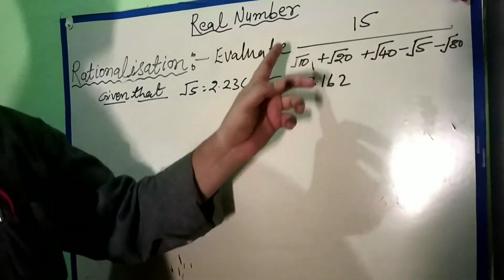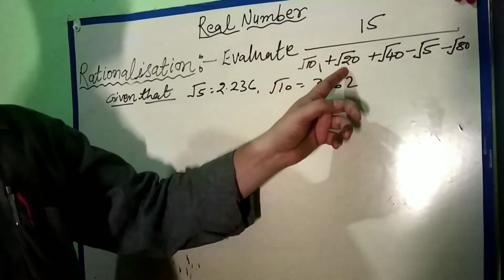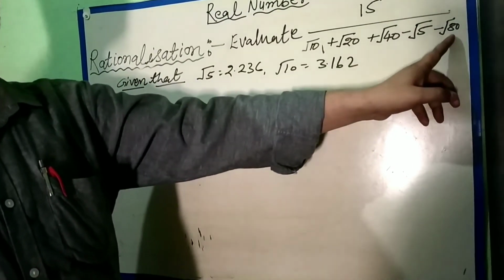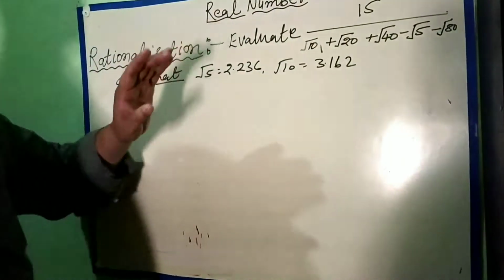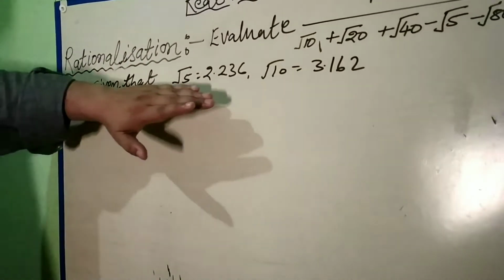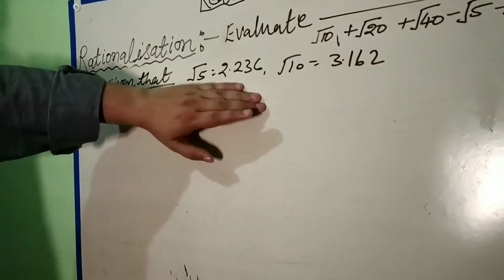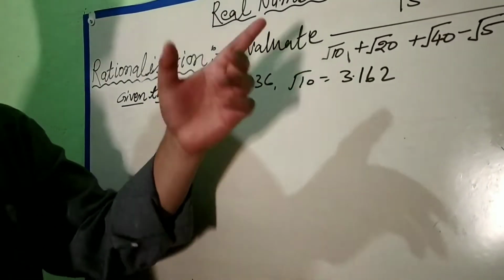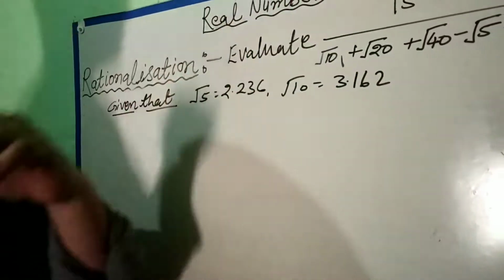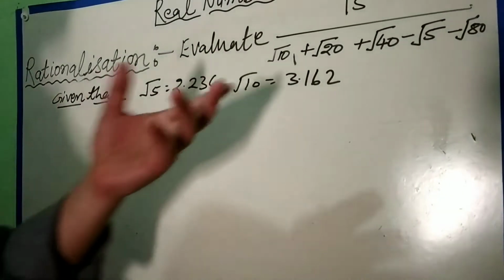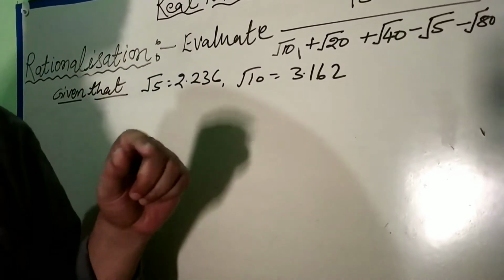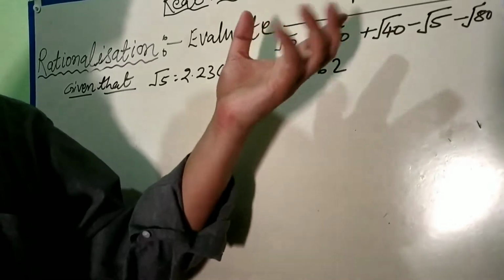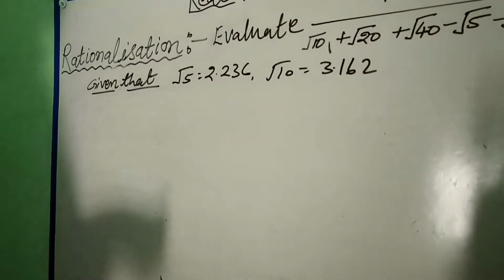What we have to evaluate is 15 upon root 10 plus root 20 plus root 40 minus root 5 minus root 80. What is being given to us? It is given that the value of root 5 is 2.236 and the value of root 10 is 3.162. So in the denominator, if you observe, there are 5 terms. So what to do? First we need to find which of them are prime and which can be solved, and how they can be solved.